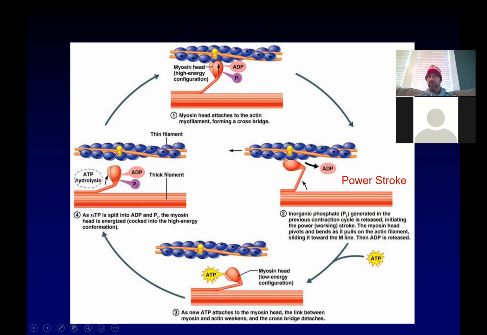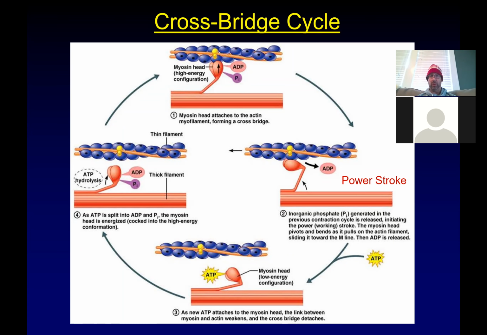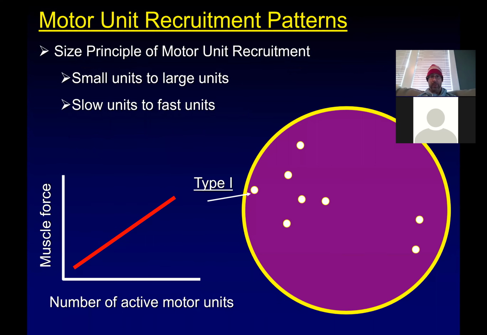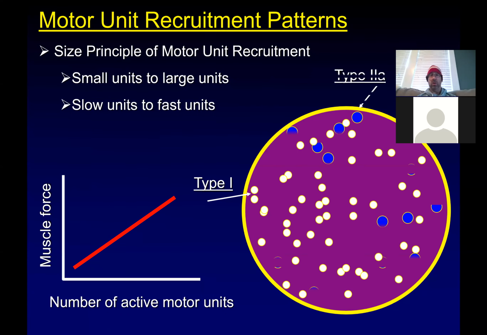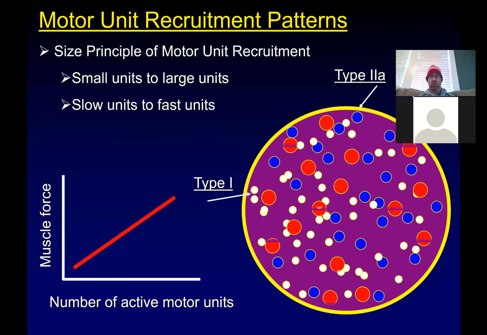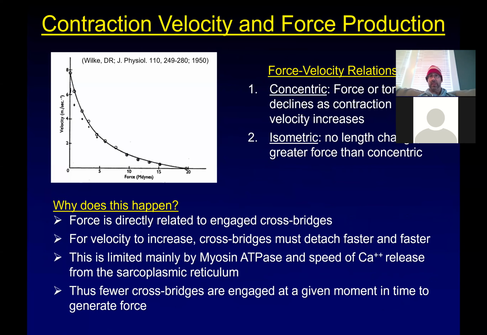The number of times it has to bind, move, let go, bind, move, let go is going to happen faster and faster and more often. And so, because of that, if we were to measure the number of actin and myosin cross bridges that are formed at any instant in time when you're going very fast, there's going to be fewer of them engaged and making a cross bridge, and more of them that are at some state of having broken off, or trying to reattach, or trying to recock the myosin head.